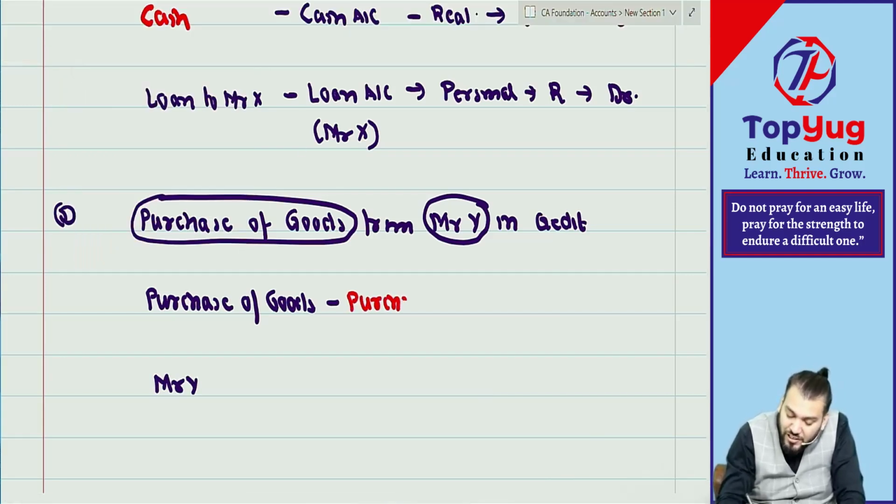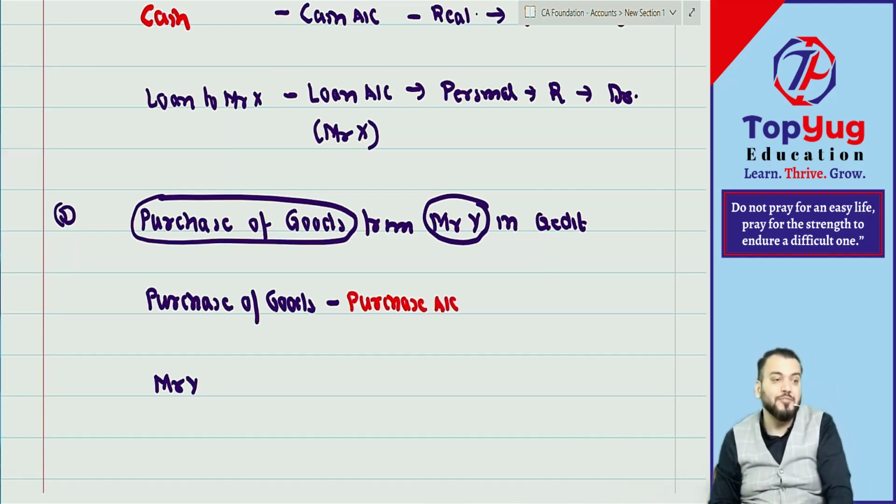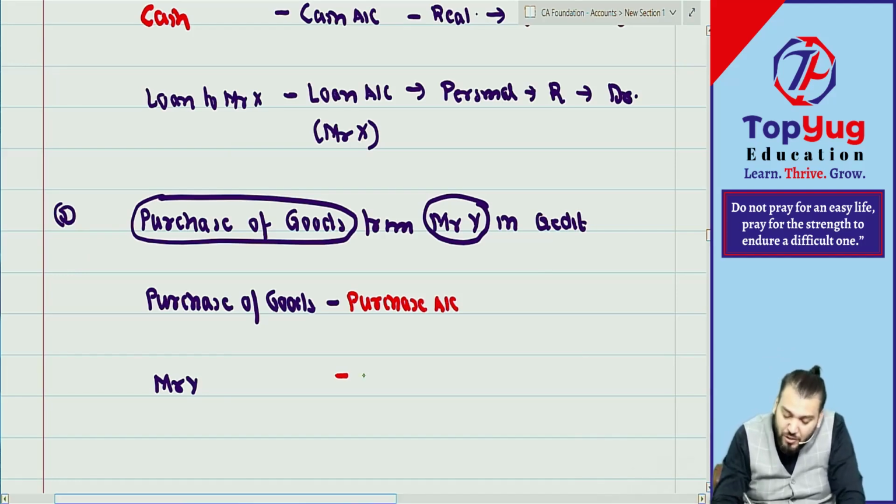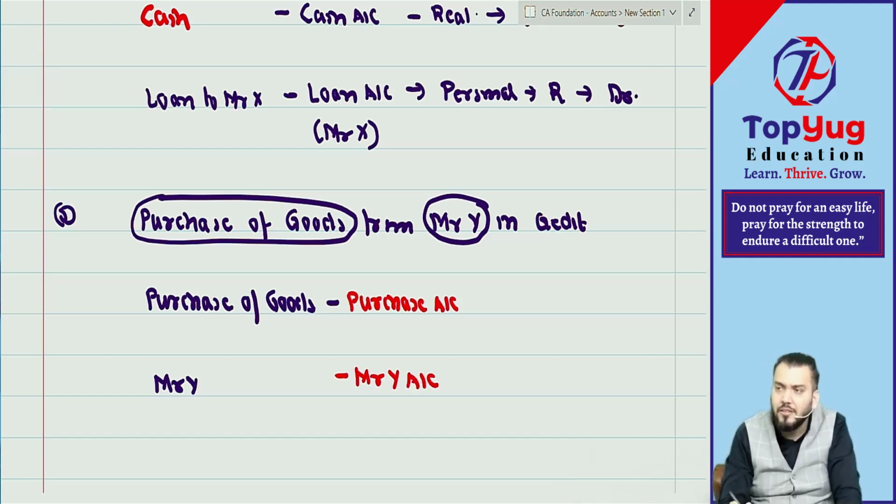Now you can't change this term. Purchase account only you need to open. These are special terms. And for Mr. Y, we'll open which account? You can open Mr. Y account only. Correct. Tell me, purchase account is which account? Now you came to nominal. Forget whatever you have done.